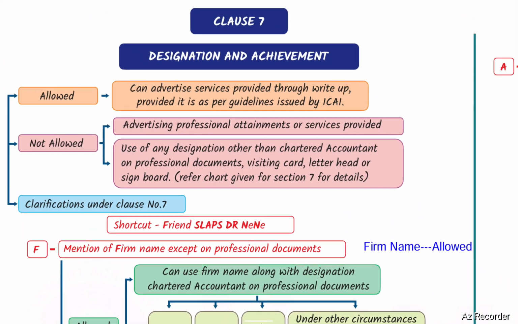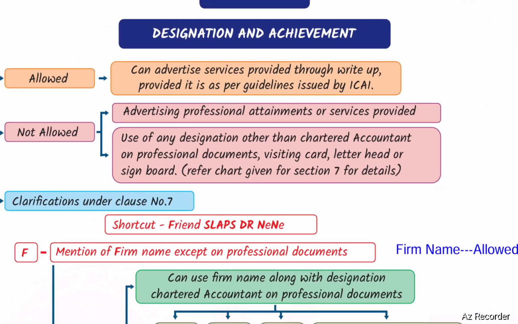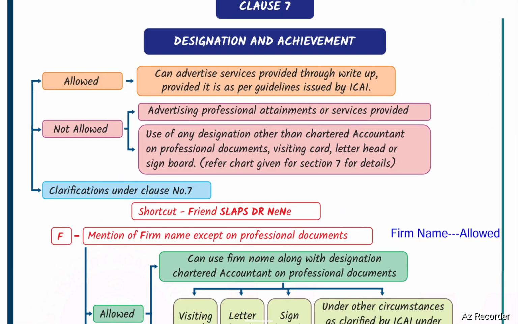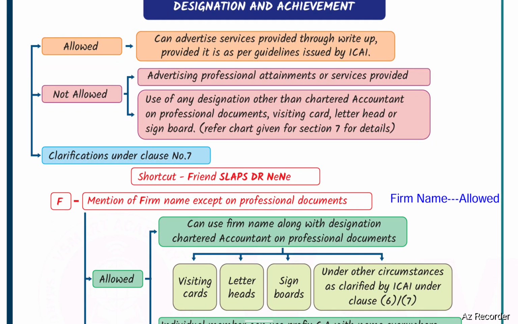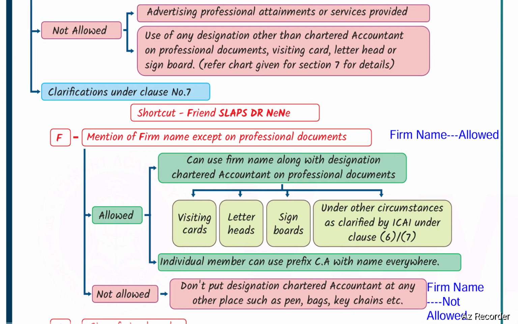designation and achievement. A CA can advertise services provided through a write-up, provided it is as per guidelines issued by ICAI. Not allowed: advertising professional attainments or services provided, use of any designation other than chartered accountant on professional documents, visiting cards, letterheads, or signboards. Clarification under clause number 7.